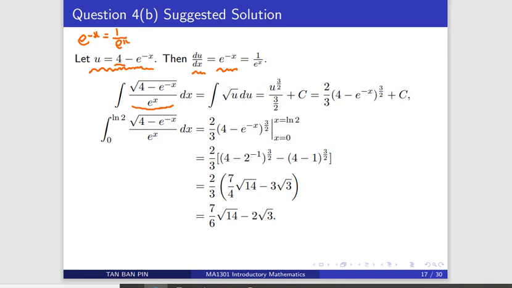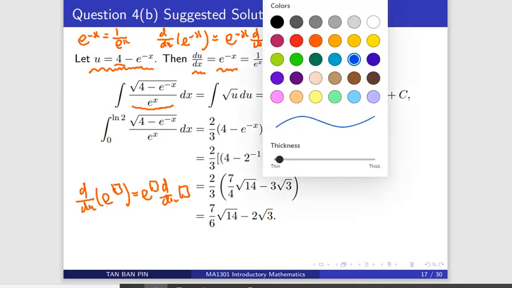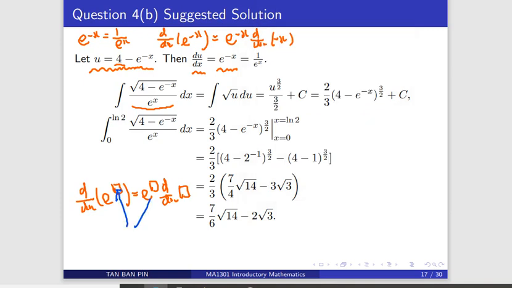Differentiating 4 gives you 0. If you differentiate e power minus x, will give you e power minus x, then d/dx of minus x. Right? You throw in minus x into the box. d/dx of e power box is e power box times d/dx of box. So you fill in minus x inside the boxes.